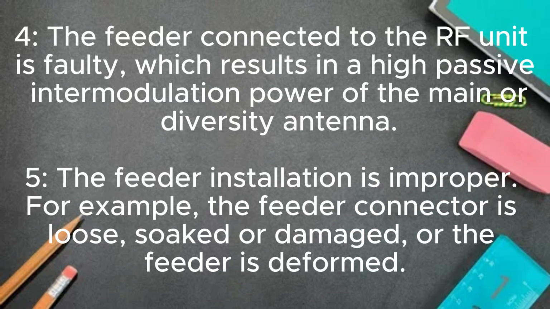The feeder connected to the RF unit is faulty, which results in a high passive intermodulation power on the main or diversity antenna. The feeder installation is improper. For example, the feeder connector is loose, soaked or damaged, or the feeder is deformed.